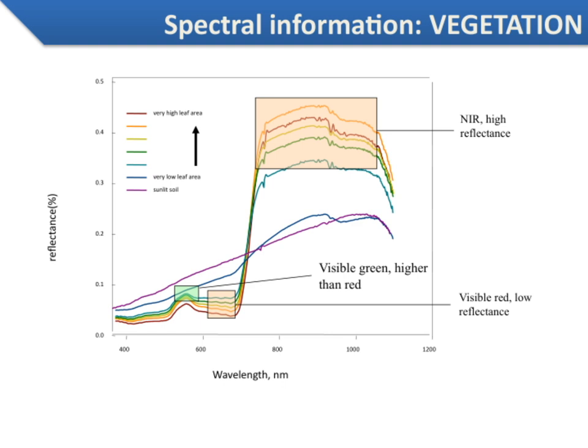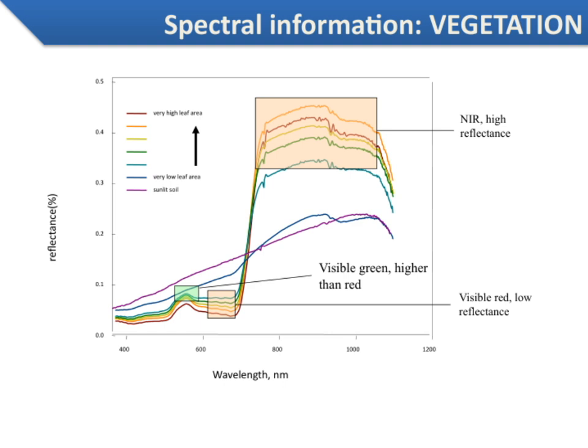Moving into the near-infrared, or NIR region, we see a high reflectance. This high NIR reflectance is characteristic of healthy, lush vegetation, as leaves reflect a lot of near-infrared light due to their internal structure. Now, if we consider sunlit soil, its spectral signature differs quite a bit from that of vegetation, generally showing lower reflectance across these wavelengths.